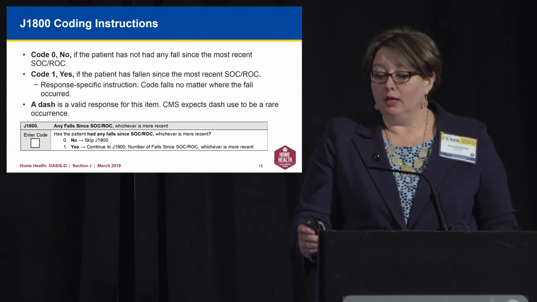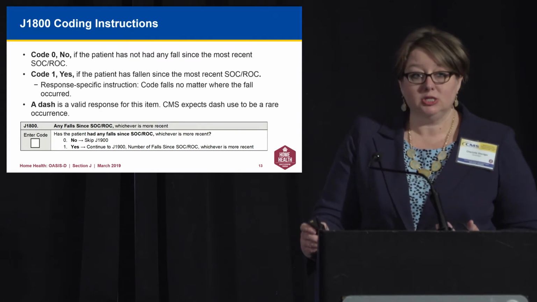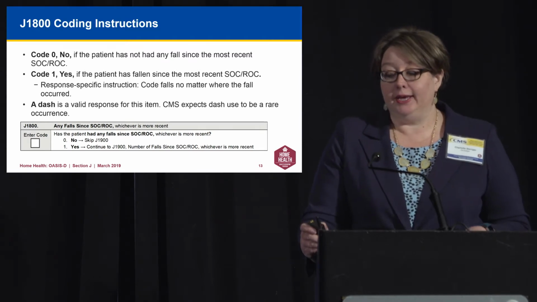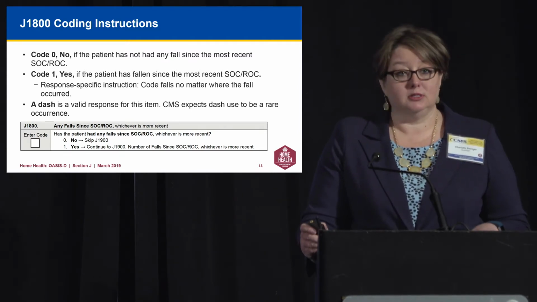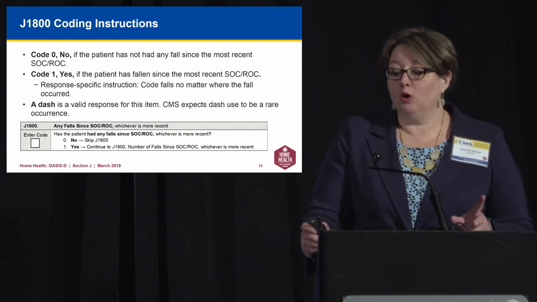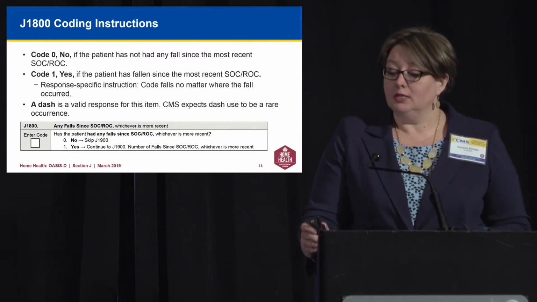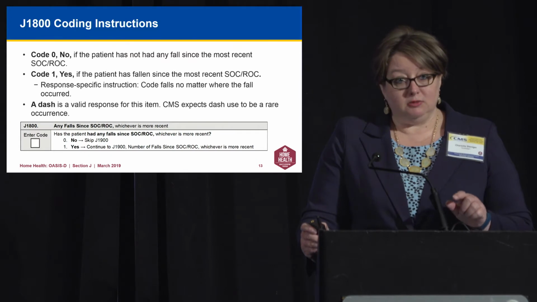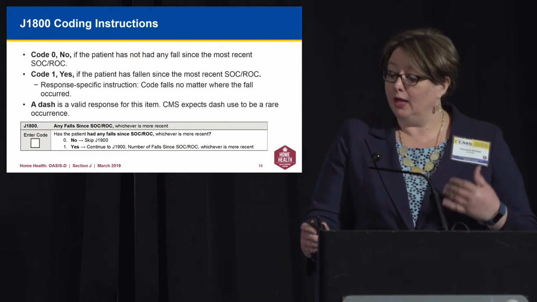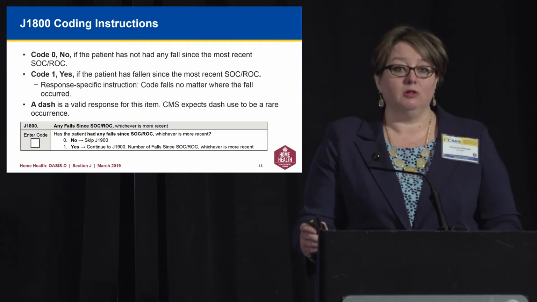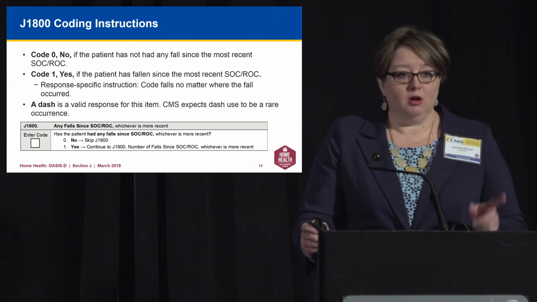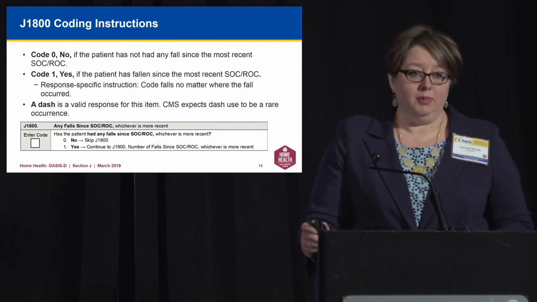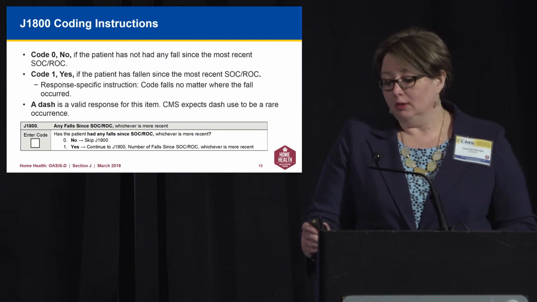Okay. So to go back and review the coding instructions for J1800, remember you're going to code 0, no, if the patient has not had any falls since the most recent start of care, resumption of care. And you're going to code 1, yes, if the patient has fallen since the most recent start of care, resumption of care, okay? Remember going back to the response-specific instructions that inform us that you're going to code falls no matter where that fall occurred. So we're making sure we're capturing all of those. And that's really going to be critical, especially when we're looking at defining how this quality measure is going to show up on your reports.